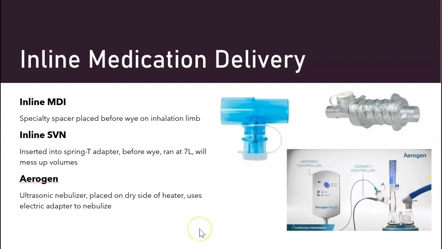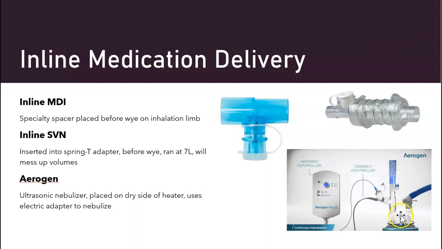And it is the most beautiful thing on the planet. I love it. And it makes a fine mist, so it goes deeper into your patient's lungs. You can't give some medications through it, but that's okay, because it's only a couple medications we don't give very often. So we'll forgive you, Aerogen, for all the beautiful things you've done in this world. But yeah, you can do both continuous and intermittent medication delivery through Aerogen.